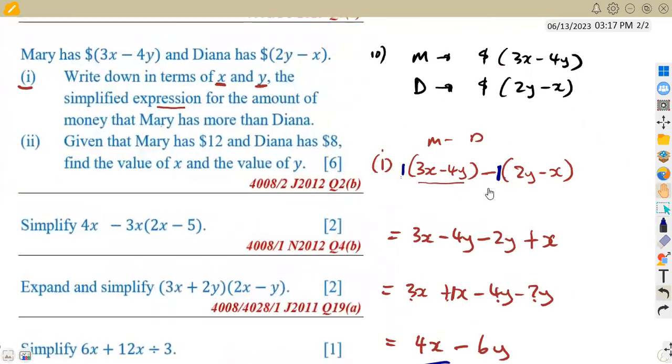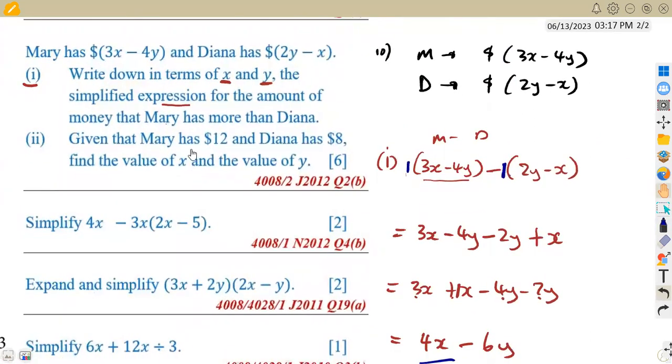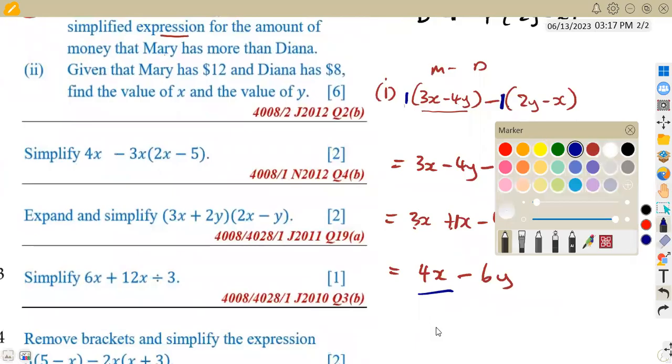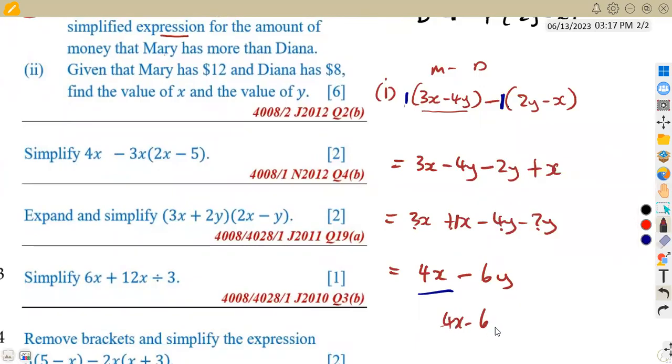Then the other part now, we are given that Mary has got $12 and Diana has got $8, find the value of x and the value of y. What are we actually given here? We are given now the numerical values, whereas before we were given an expression. Actually, our final answer is supposed to be presented as 4x minus 6y, as an expression. That is how much more she's going to have.